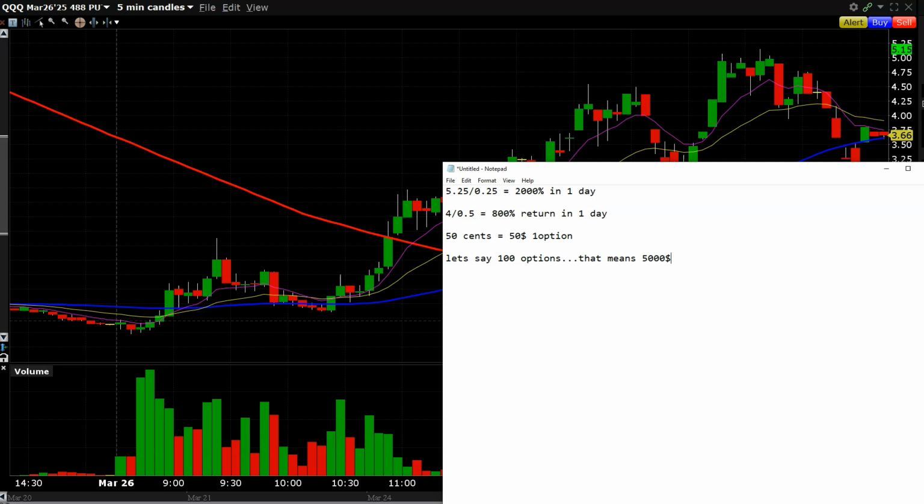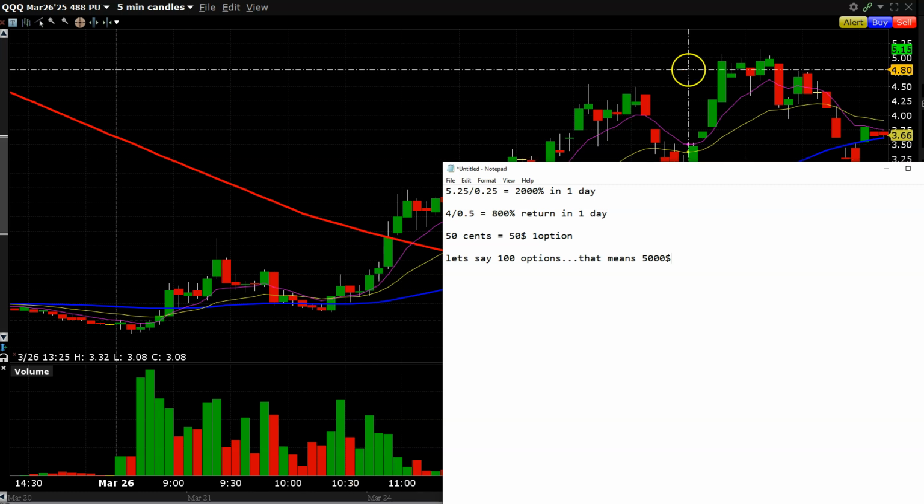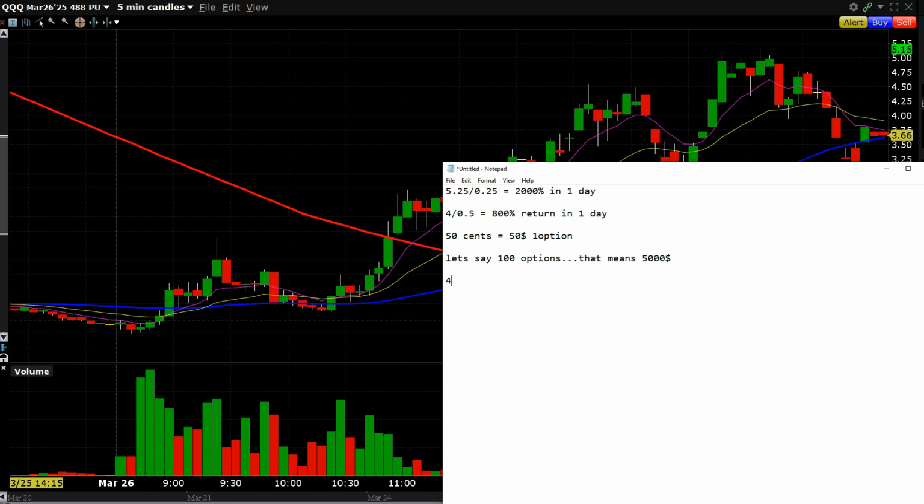Now this is just hypothetical. Your investment is $5,000, and let's say you buy at 0.5, and you didn't capture the full move, but you captured most of the move at $4. Okay, so for a $4 option, when you sell, how much will you make? $4 times 100 is the cost of one option, and you bought 100 options, right? So that's like 40K. So basically your $5,000 became 40K.